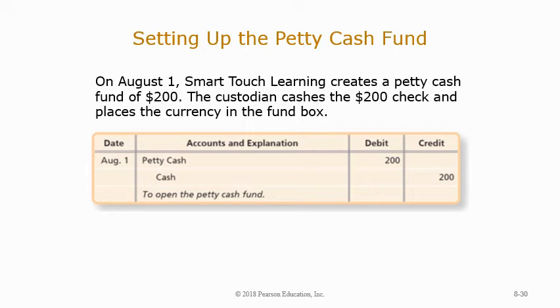So when we set up the petty cash fund, this is the journal entry that we will use. On August 1st, Smart Touch Learning creates a petty cash fund of $200, and the custodian cashes the $200 check and places the currency in the fund box. So on August 1st, we have a debit to petty cash for $200 and a credit to cash for $200. Petty cash is an asset account.